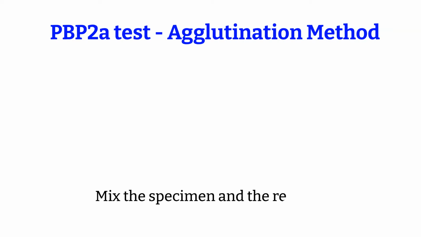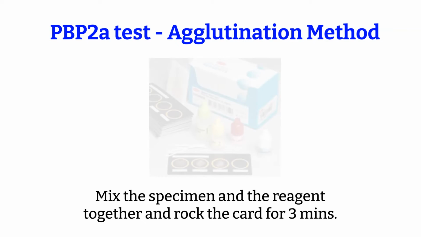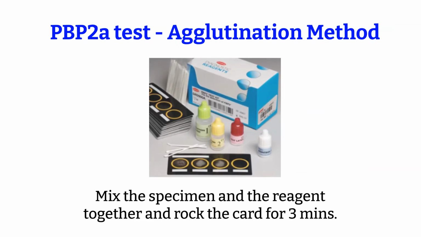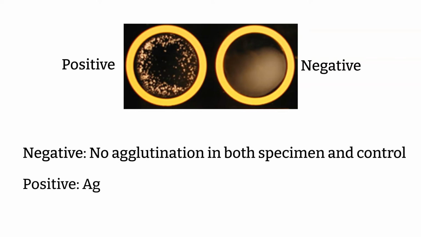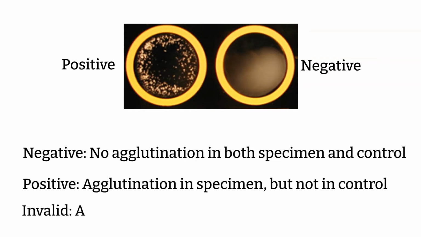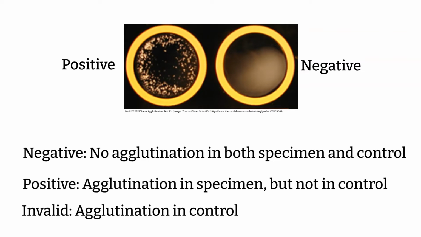PBP2a test, agglutination method. You will mix the test organism and the reagent together on the card. Then rock the card for up to 3 minutes to look for agglutination. If the agglutination is seen in the test, but not in the control latex within 3 minutes, it means it is positive and you have MRSA. If there is no agglutination in either latex and the test organism, then you have negative MRSA and the test organism is not MRSA. However, if you see agglutination in the control latex, that means the test is invalid and you will have to repeat the test.